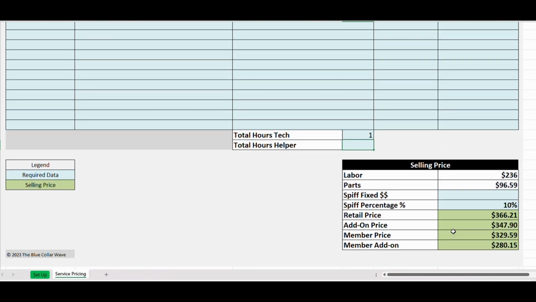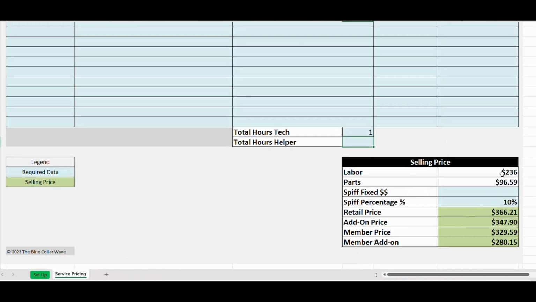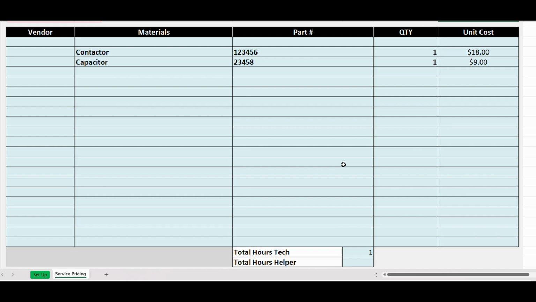And here what will happen is it will give you your total pricing. In this case, retail price would be $332.92. Add-on price, if we remember before, we said add-on gives us a 5% discount, so add-on price will be $316.27. Member price would be $299.63. Again, earlier we set it up: members get a 10% discount. And then member add-on, if this were an add-on repair, $254.68. And there you have your service pricing tool.